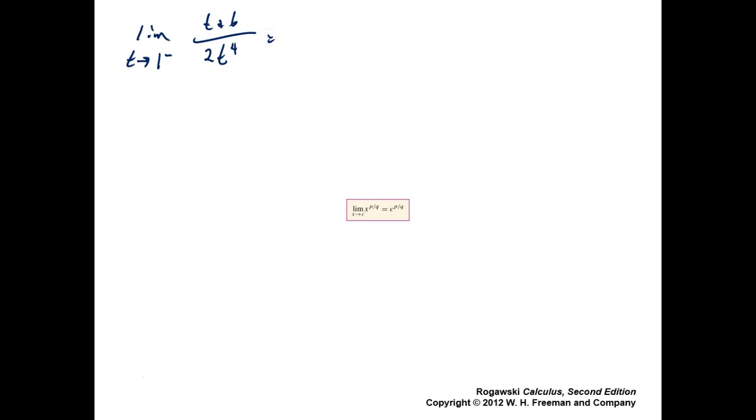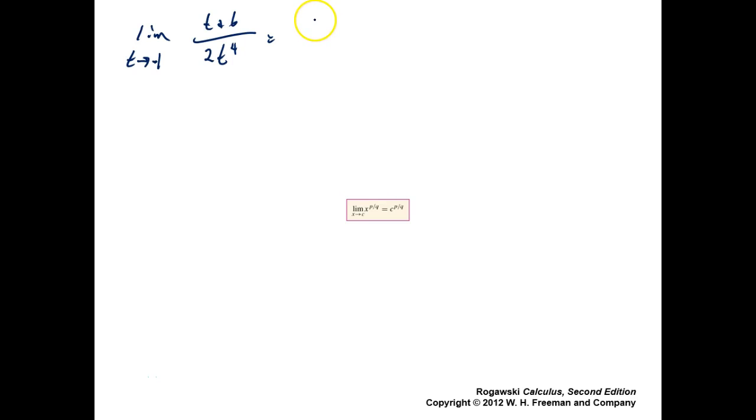Oh, I'm sorry, I misread the problem. I was going to say, why did they do that? They didn't do that. I misread it. That's a -1, not 1 from the minus side. It's t approaches -1. All right, can we do that?